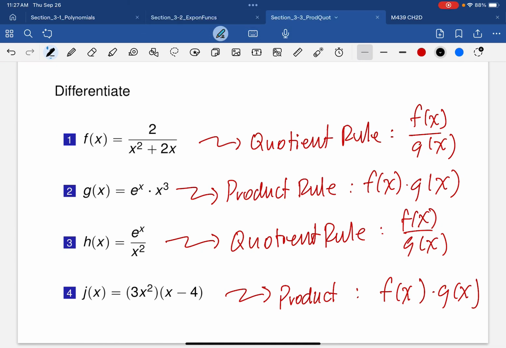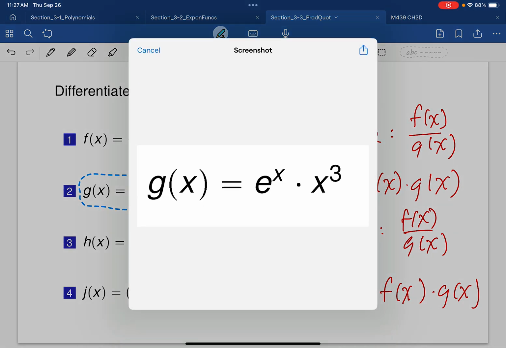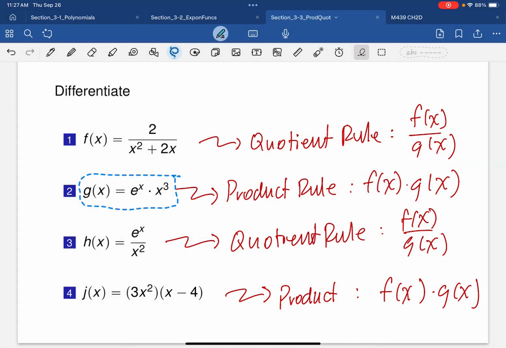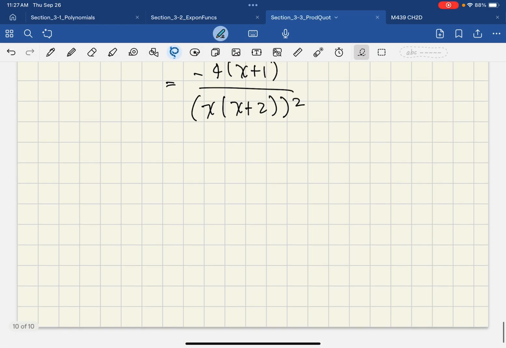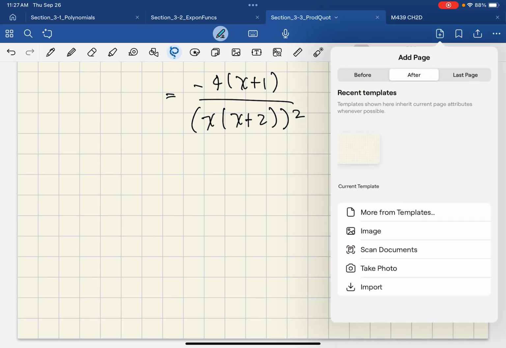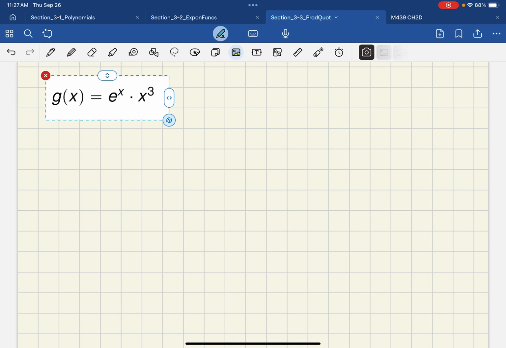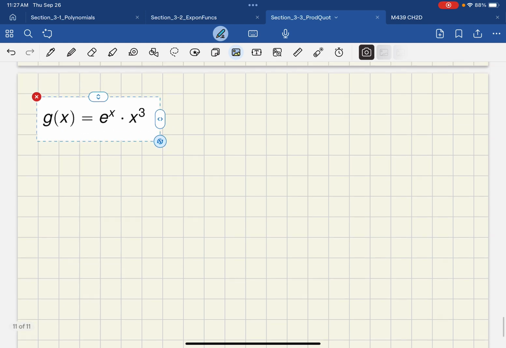All right, let's try this second example problem. We think that it's a quotient rule problem. So it's this one right here: g of x equals e to the x times x to the third. We'll take a screenshot of the problem, copy it, and we'll put it on an extra page here. There's the problem that we'd like to solve.